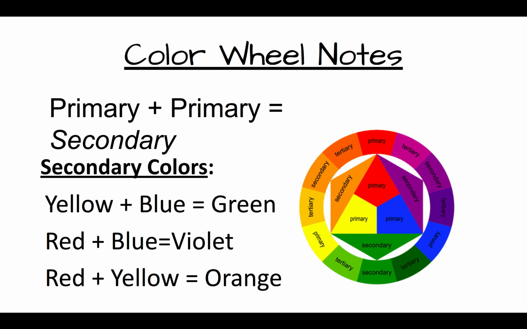Secondary colors. So primary plus primary equals secondary. When you mix two primary colors together, you get secondary colors. If you mix red and blue, you get purple. If you mix blue and yellow, you get green. If you mix yellow and red, you get orange. So the secondary colors are violet, green, and orange. So primary is 1. 1 plus 1 equals 2.